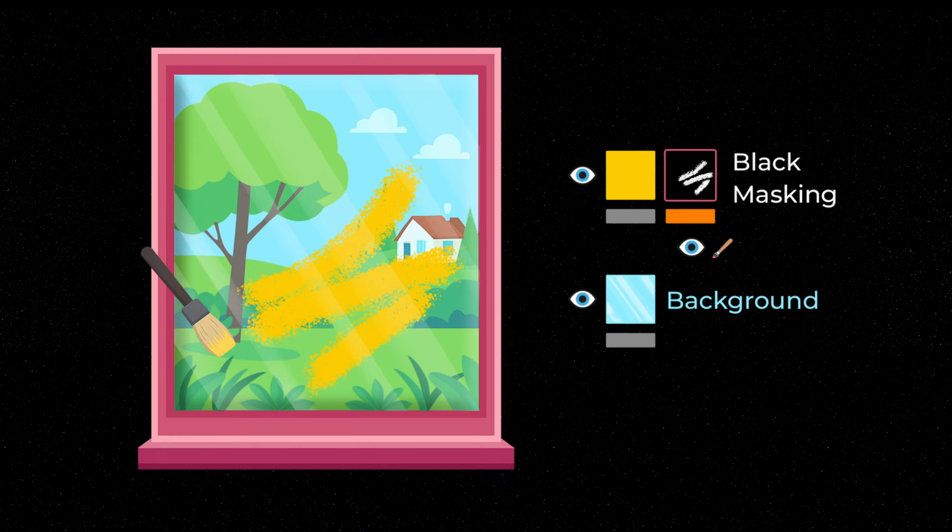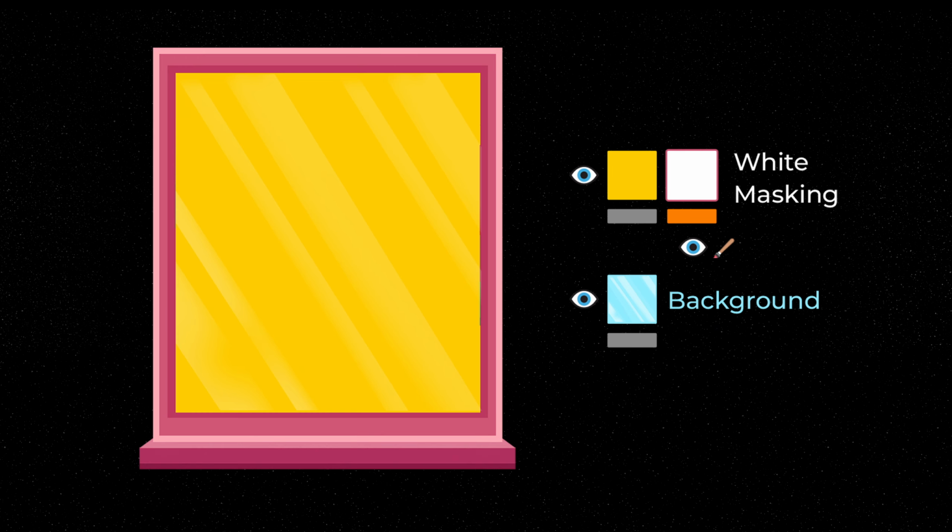So, black masking is like coloring the clear glass. Your brush reveals the color from the fill layer. For white masking, imagine the opposite way. The window is already fully painted yellow, and now your brush works like an eraser.